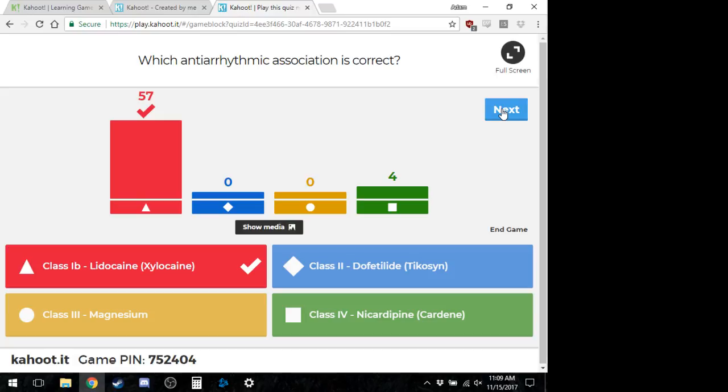Okay. How about magnesium? What does that fall into? It's a miscellaneous, so it doesn't really fit into a category. So that would be incorrect. How about nicardipine?